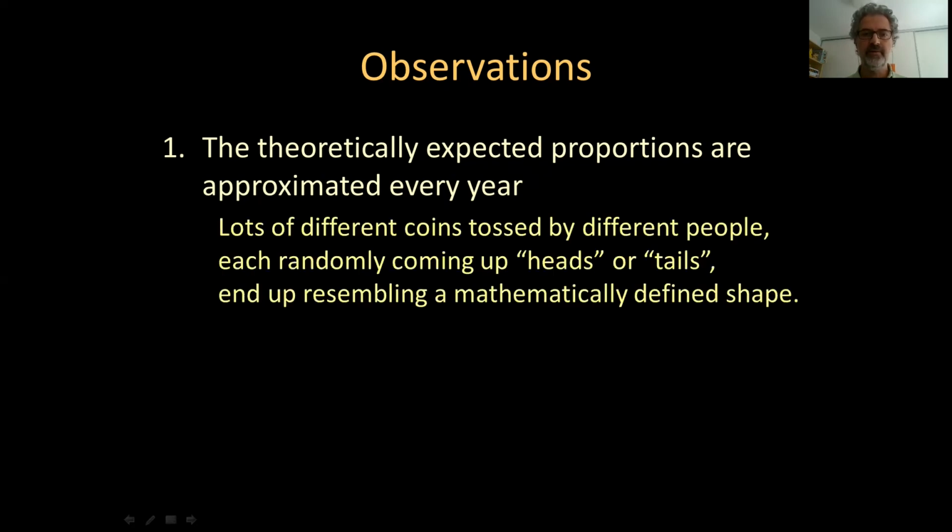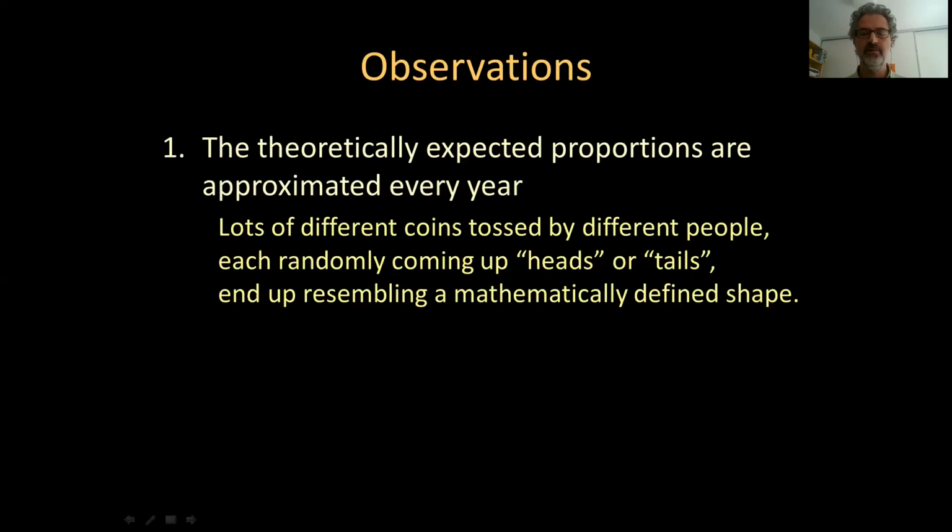So if you think about this for a moment, it could be seen as a bit strange because there's a bunch of coins tossed by a bunch of people. Each coin toss is completely independent of each other coin toss. Comes up heads or tails regardless of anything. Yet in the end, if you take them all together, they resemble a mathematically defined shape.